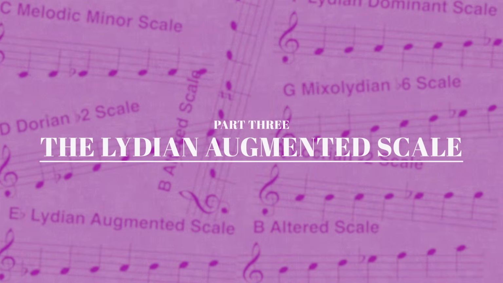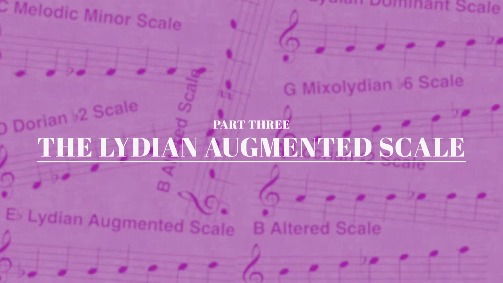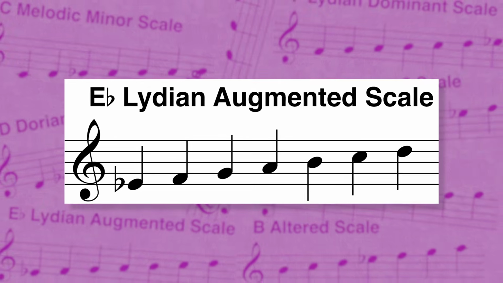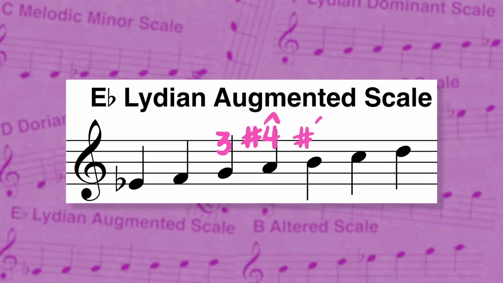The Lydian Augmented Scale. This next one might be my personal favorite. The third melodic minor mode is a major scale with a raised fourth and a raised fifth. It's got the sharp fourth like the Lydian scale, but building a chord off of the tonic note gives us an augmented chord, hence the name the Lydian Augmented Scale.